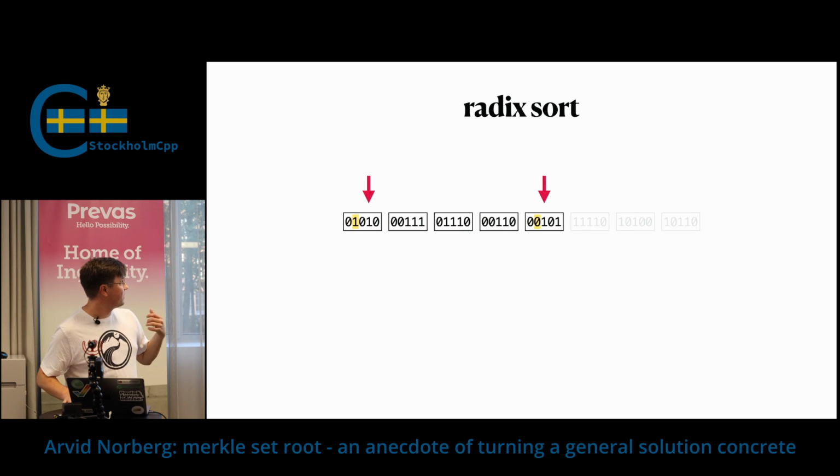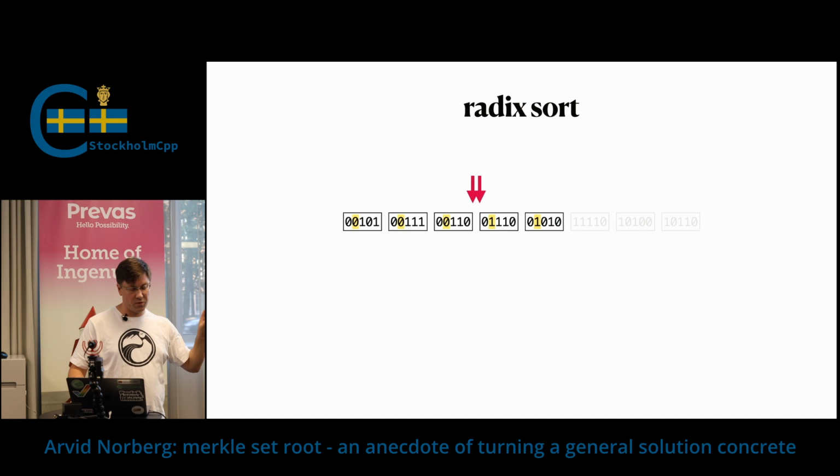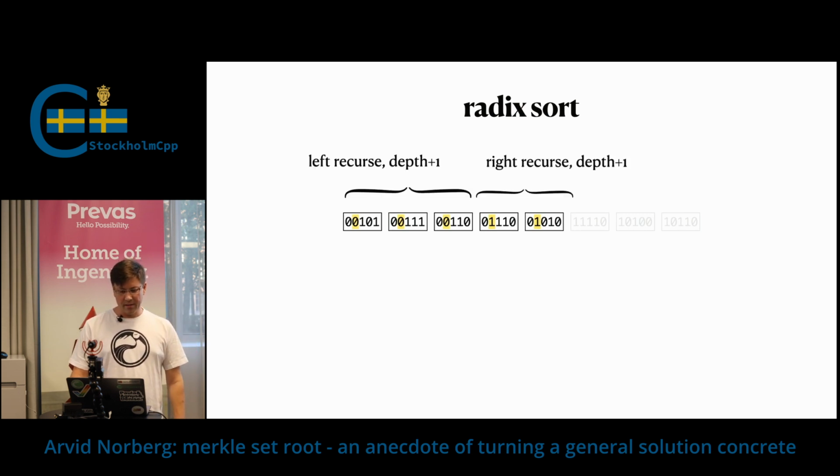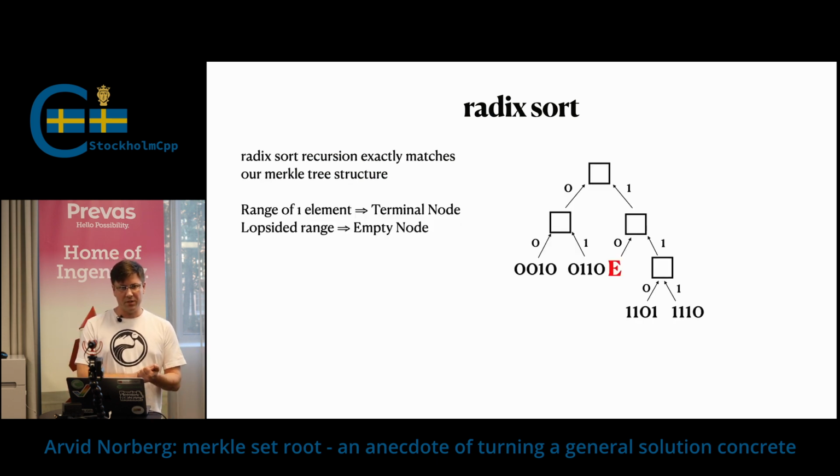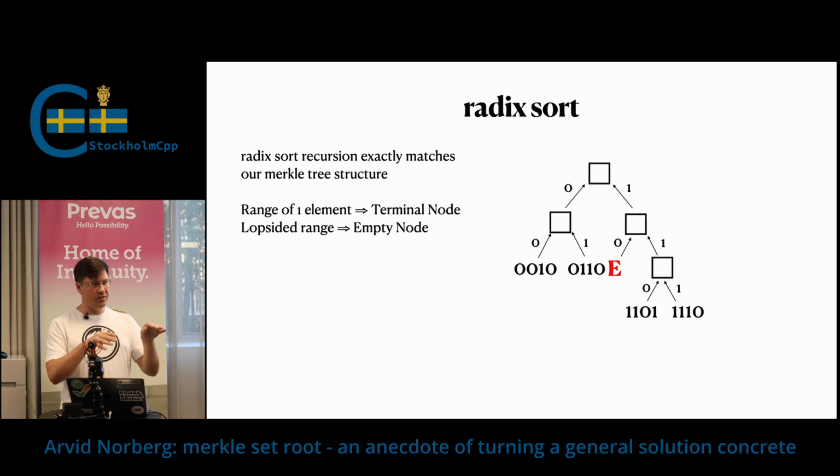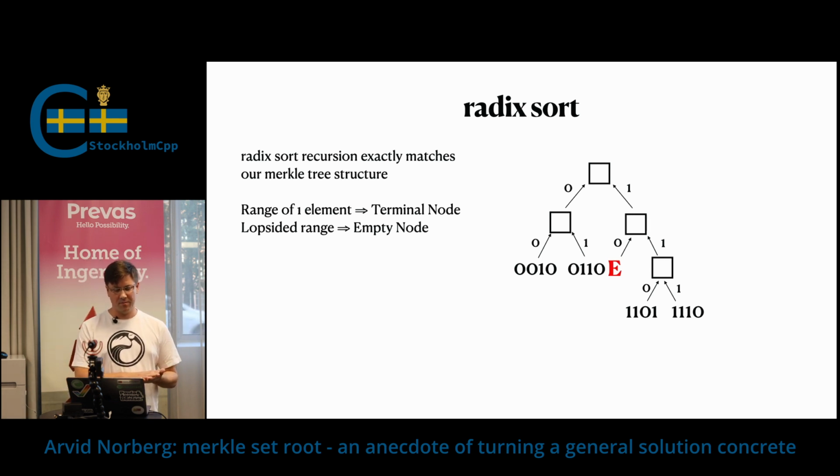So the next step, now depth is 1, so we look at the second bit, do this exact same thing, swap those, move, swap those. So now this is sorted down for the first two bits, right? And then we keep going. Right, we can keep recursing. So one interesting observation here is that the recursion in the Radix sort exactly matches the tree structure of the Merkle tree.